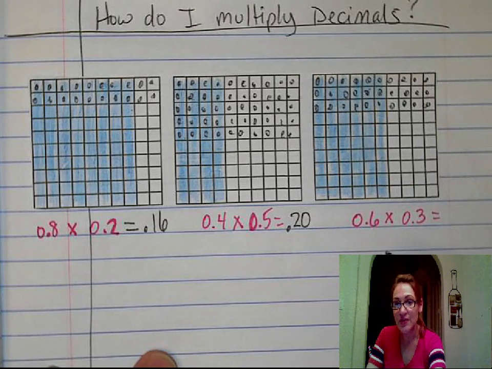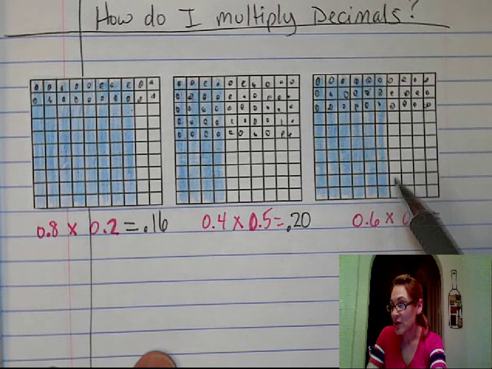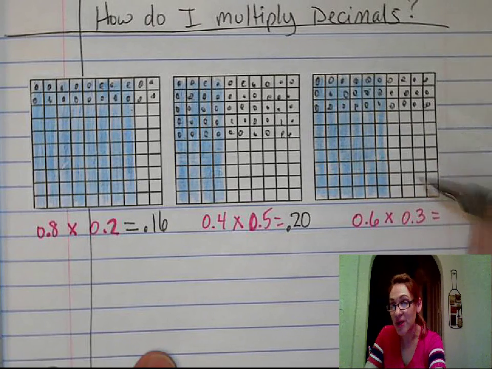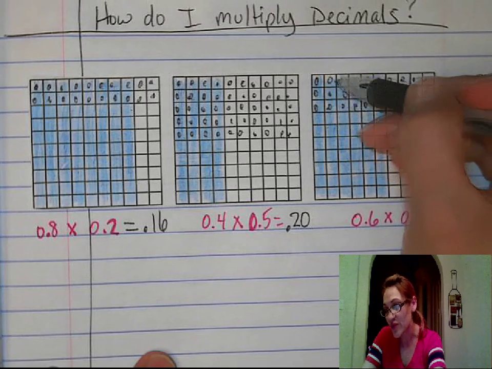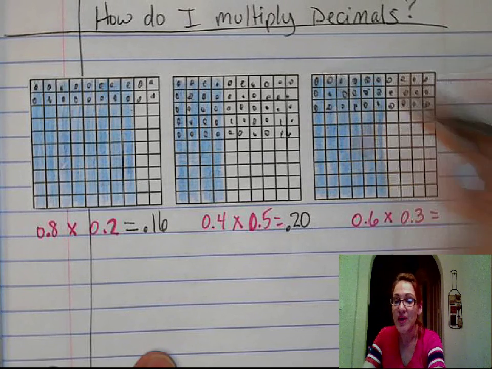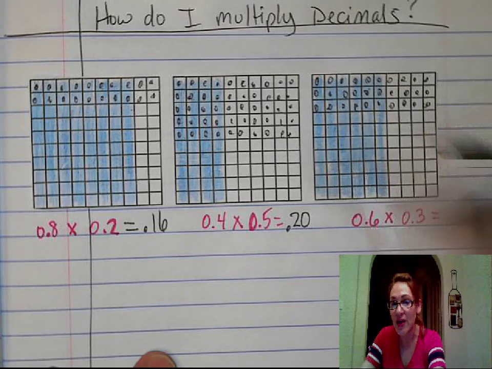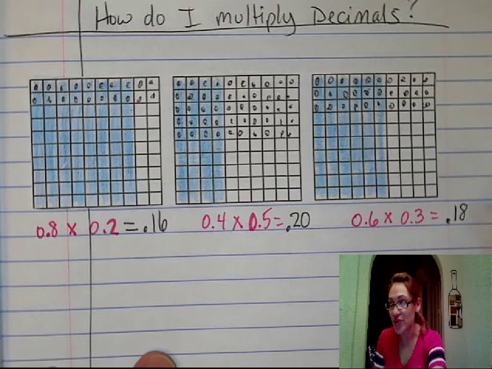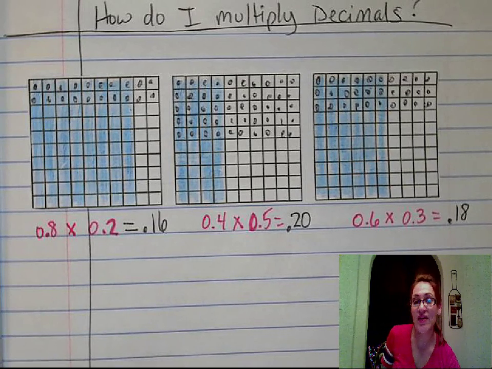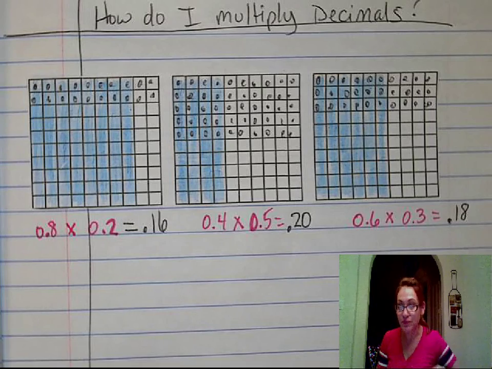Now you count up how many squares you have where the two colors overlap, and it's 18, right? 1, 2, 3, 4, 5, 6, 7, 8, 9, 10, 11, 12, 13, 14, 15, 16, 17, 18. 18 out of 100, right? So you write that as 18 hundredths. So there's your answer, 18 hundredths. I didn't even have to do any multiplication, right? So that's how you would use a hundredths grid to multiply decimals.